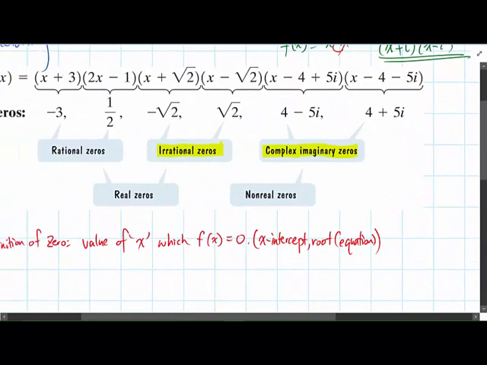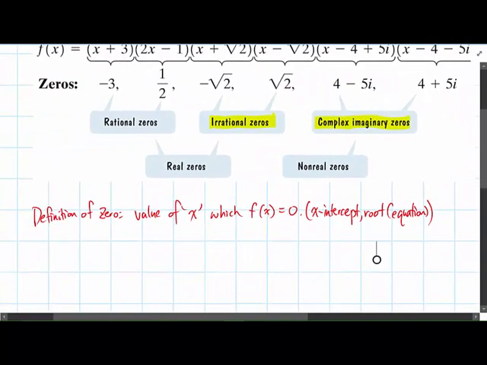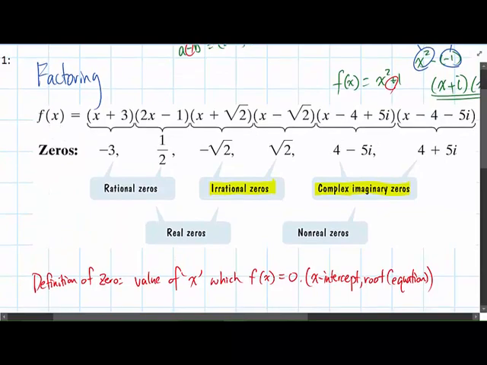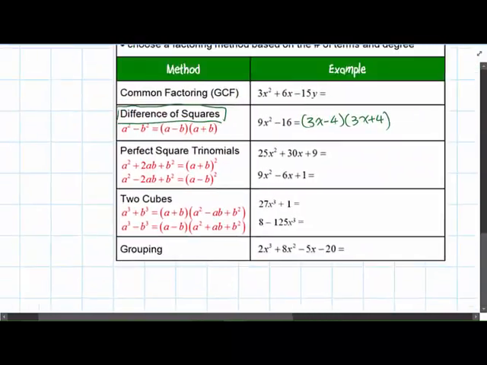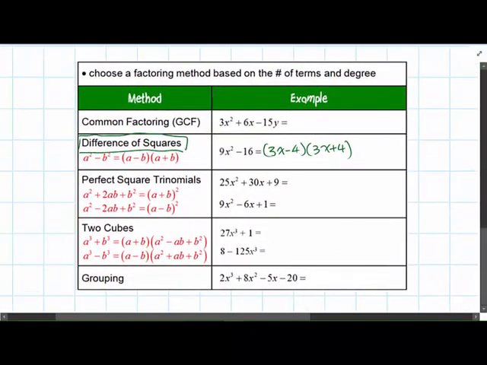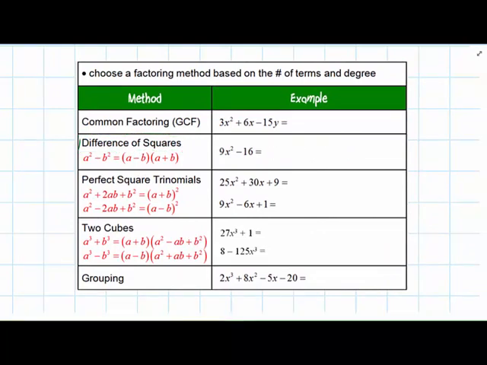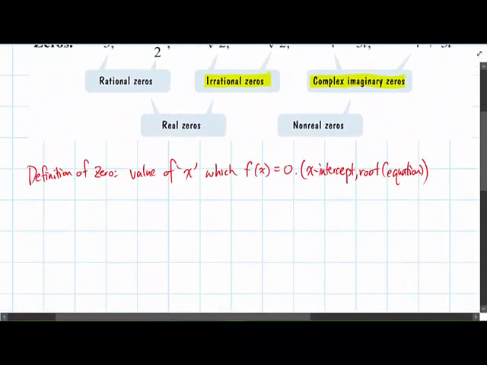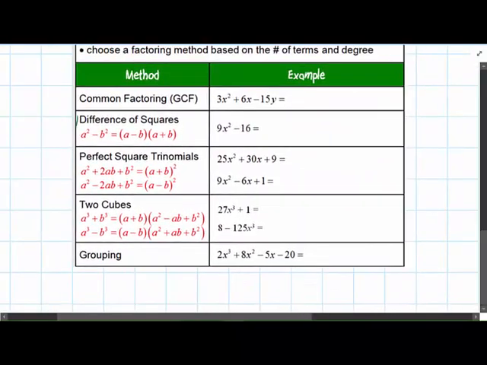And so we've gone over the definition of a zero and the value of x, f of x. So now let's go over factoring. This is the chart. Can we just erase it? I have to go over factoring before we can actually make it to factoring. So you can just look at this graph.